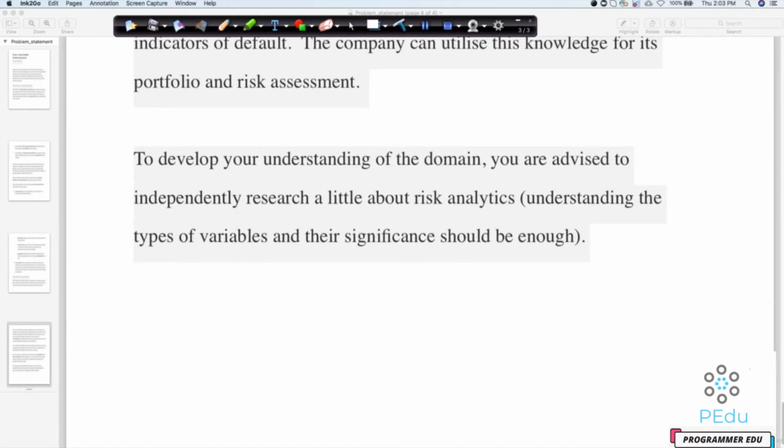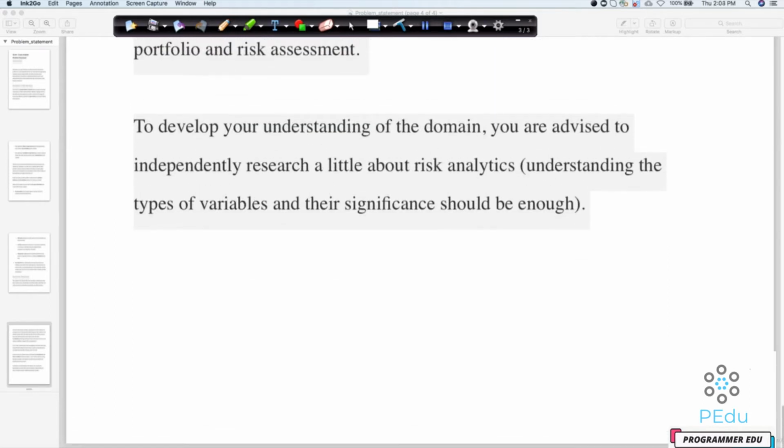Now, to develop your understanding in this domain, you are definitely advised to do your own research before you start solving this problem. So again, the same point I'm going to mention, which I have said even in the previous EDA project, is you have to try to solve this problem on your own first. Don't directly jump to looking at my solution, because then you're really not learning anything. If you really want to make the best use of whatever you have learned, you need to spend time and work out this code on your own.